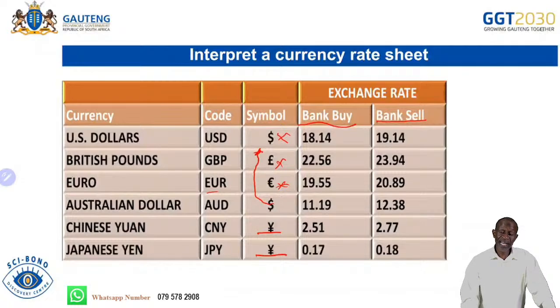So from this slide, I just wanted you to note the differences or the different codes that are used for currencies, as well as different symbols that are attached to specific currency. Also the buying rate, which we said is the rate that the bank uses to buy foreign currencies, and the bank selling rate, which we said is the rate that the bank will use to sell foreign currency.